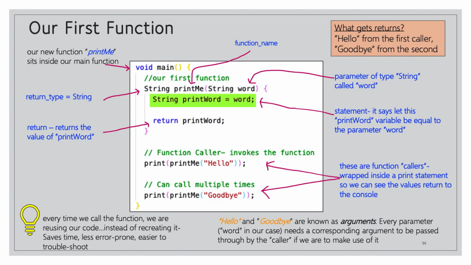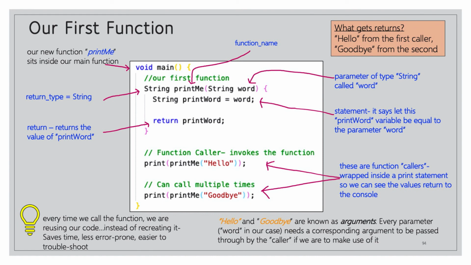Then in the body of the function, we have a statement. Inside our curly braces, String printWord = word. So yet another string called printWord, which uses now the word parameter. So that means we're going to be passing in an argument to correspond to that word variable. Then we simply return printWord.